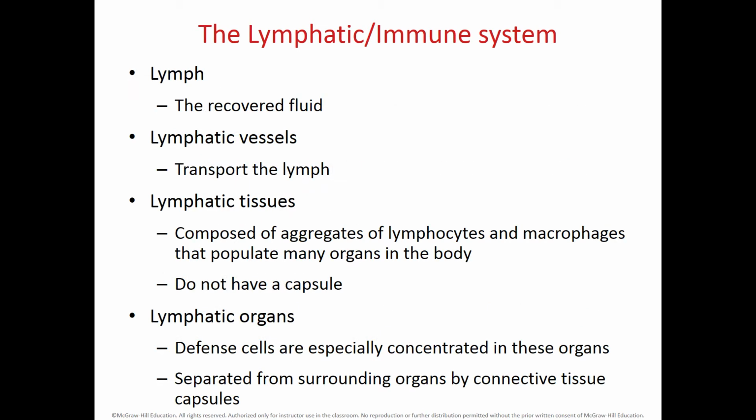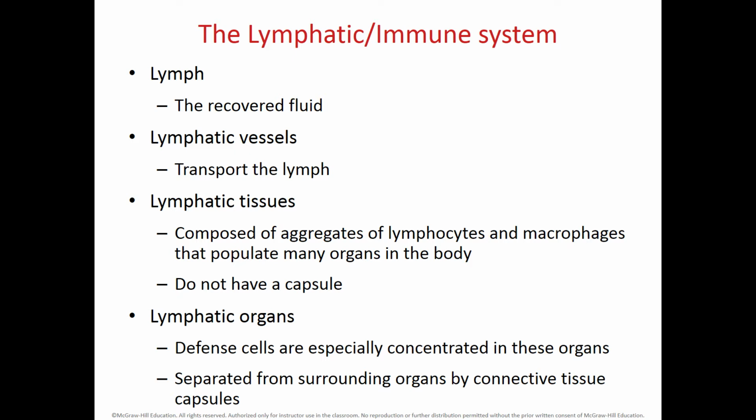The other parts of the lymphatic system are the lymph, which is the recovered fluid, the 15% of the fluid that is not picked up by the capillaries. Then we have the lymphatic vessels, which are basically similar to blood vessels, but they are called lymphatic vessels, and they pick up this lymph and transport it. The other components are the lymphatic tissues.